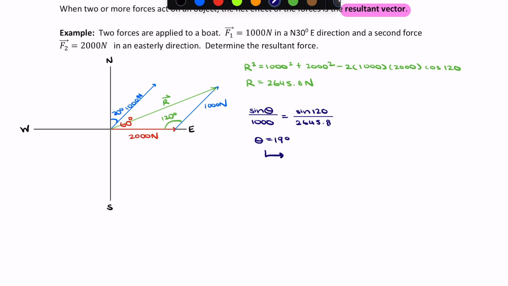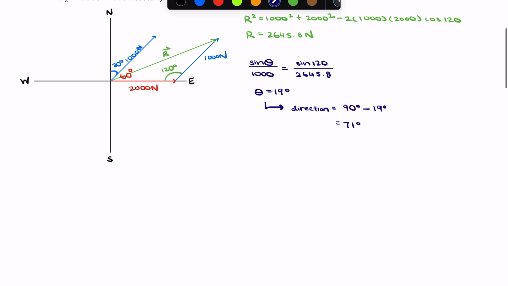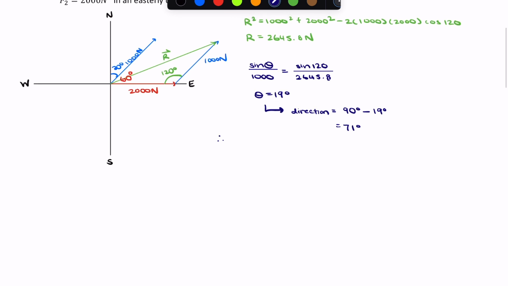In terms of our direction, we'll take our 90 degrees subtracted by 19 degrees, which will give us 71 degrees. And so here, therefore, our resultant vector is 2,645.8 newtons, 71 degrees north of east.